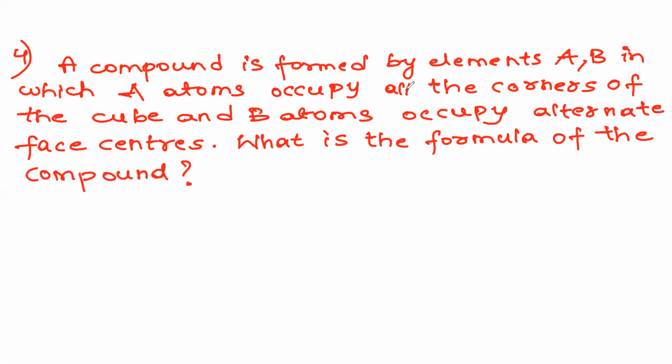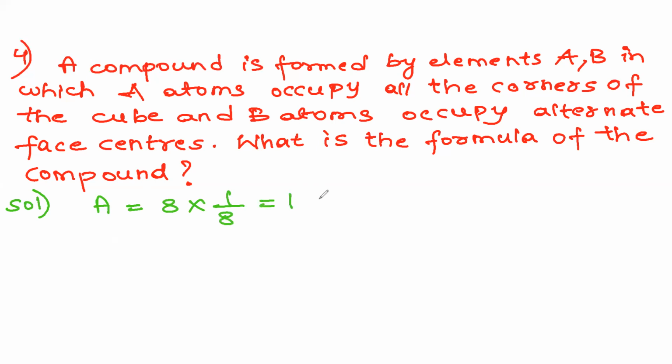A compound is formed by elements A, B, in which A atoms occupy all the corners of the cube and B atoms occupy alternate face centers. What is the formula of the compound? So here they mentioned A is clear. Solution I'm writing here: since A is occupying all the corners, A is equal to 8 into, at each corner 1/8 of atom is present, so A is equal to 1.